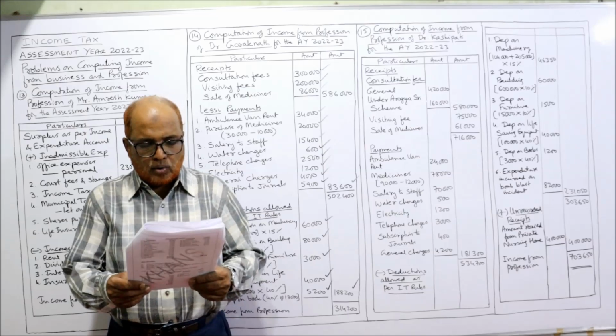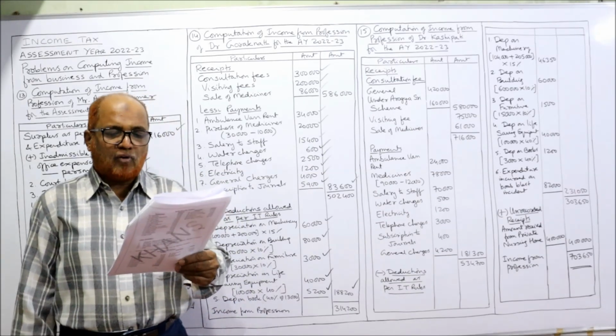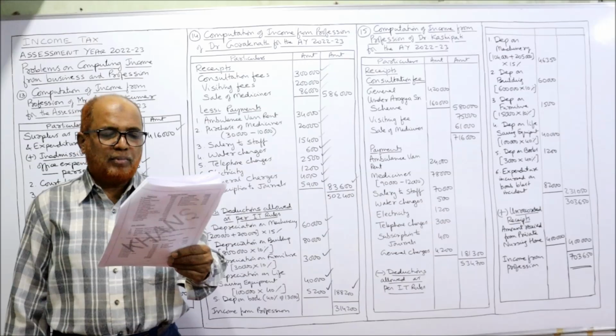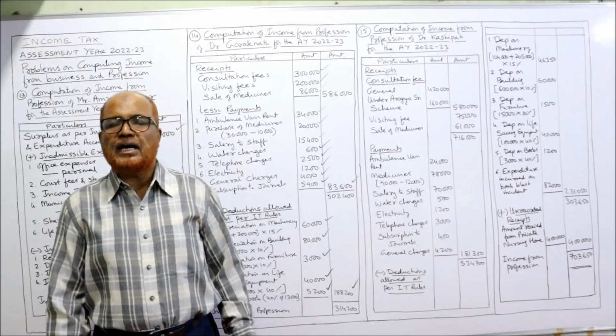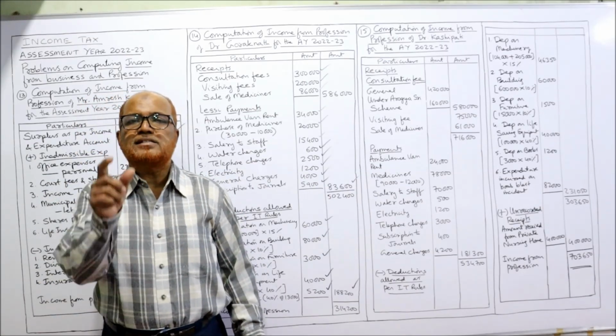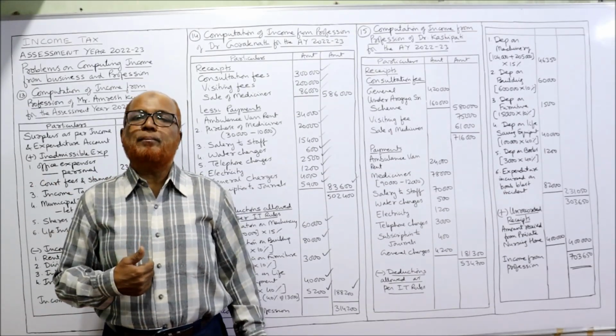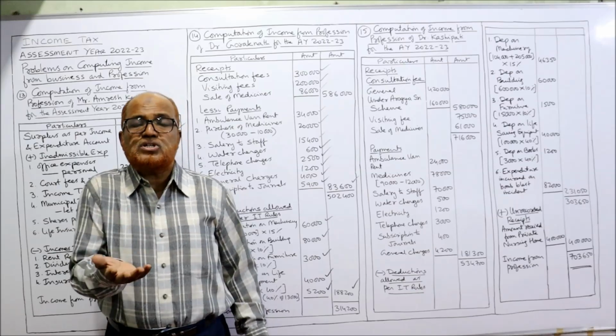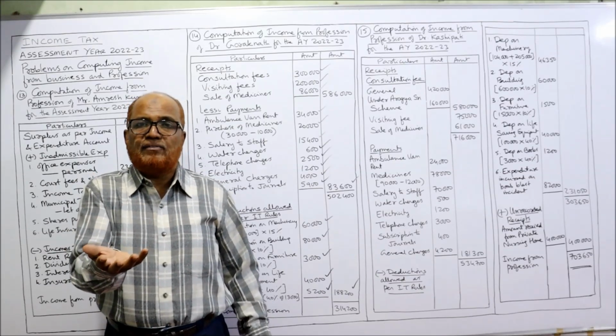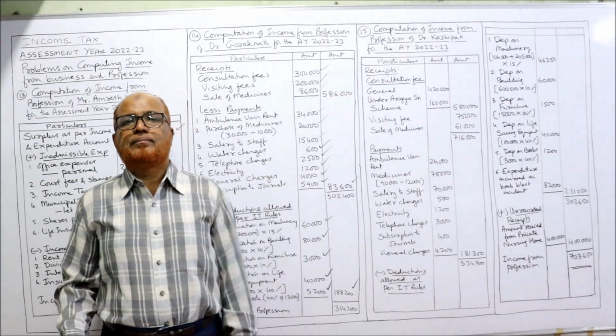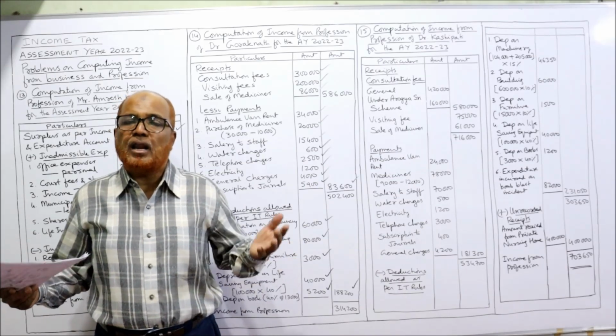Ignore. During the previous year, he received 4 lakh rupees from a private nursing home and the same is not yet recorded. It is unrecorded receipt. Already received from private nursing home. It's a professional income. When it is received, it should have been recorded. It is not recorded, unrecorded.